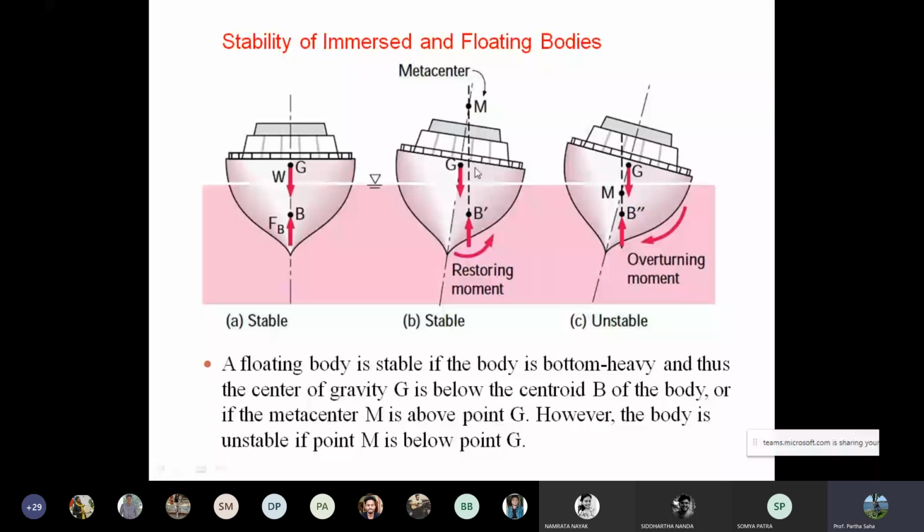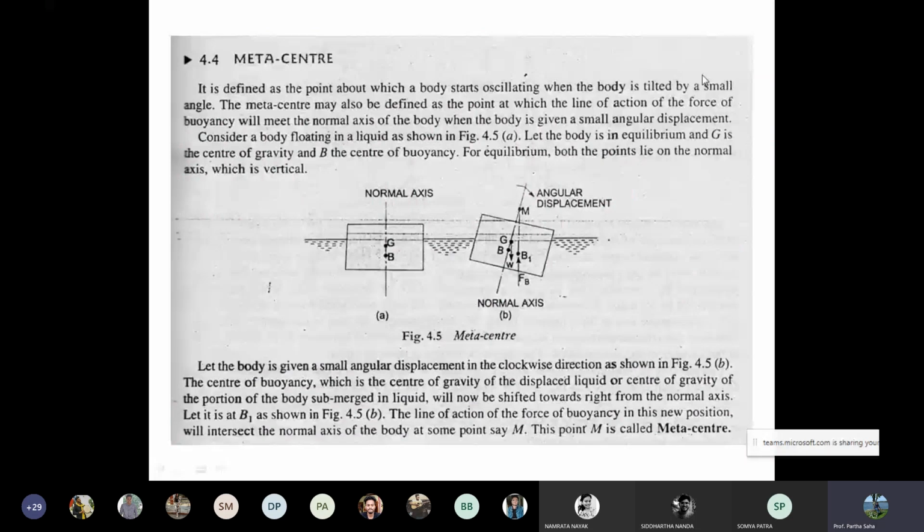So let's look into the metacenter. What is the metacenter? It is defined as the point about which a body starts oscillating when the body is tilted by a small angle. So this is my center of gravity, and this is my buoyancy force center. The moment the body is tilted, a new center of buoyancy forms, and the intersection with the axis is known as the metacenter. Now the metacenter may also be defined as the point at which the line of action of the buoyancy force will meet the normal axis.